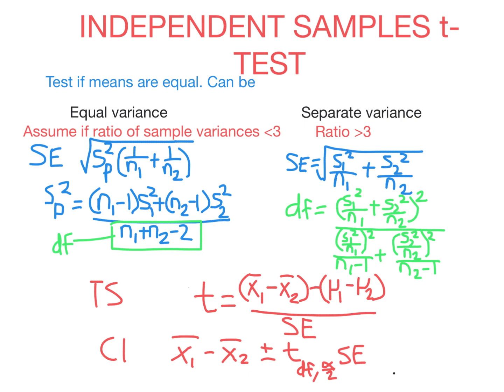In both cases, our test statistic is t equals the sample mean difference minus our hypothesized difference over the standard error, this or this. And this is the formula for confidence intervals. All right, let's look at an example.